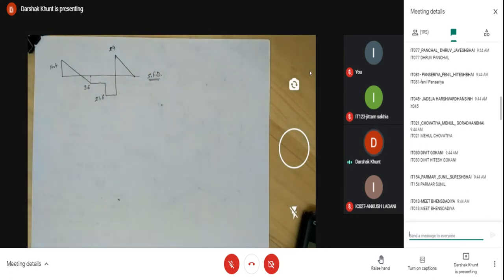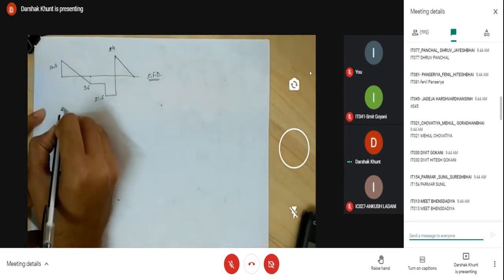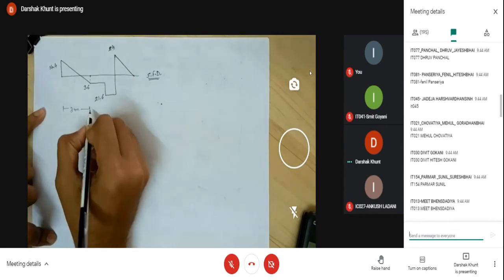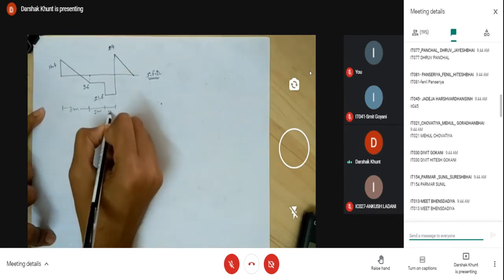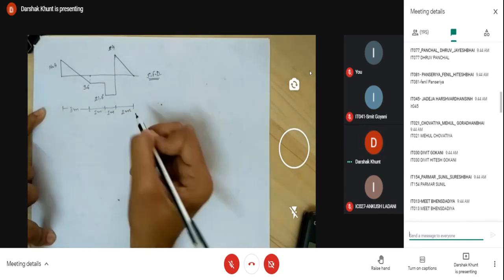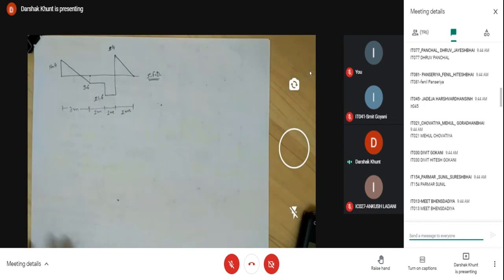This is the shear force diagram. Okay. Span is 3 meter. Span is 1 meter. This is 1 meter. Span is 2 meter. Okay. So the shear force diagram is given to you.